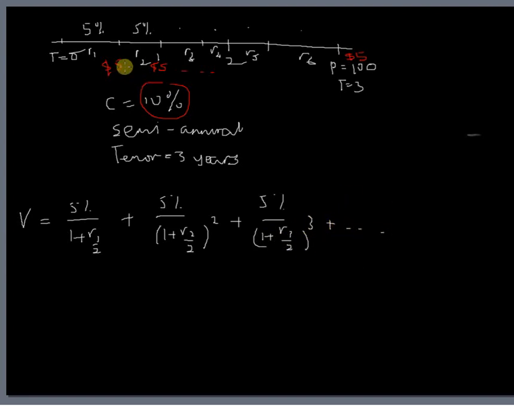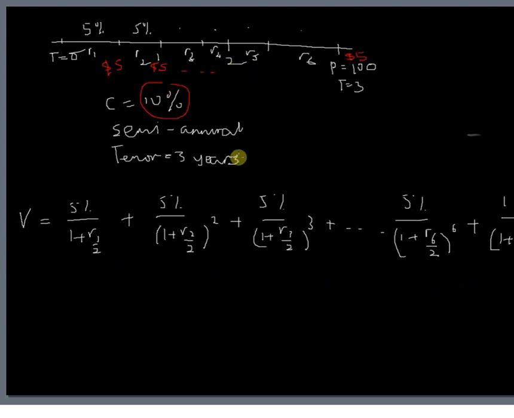There's 1, 2, 3, 4, 5, 6. So there's 6 of these. And the last one being 5 over 1 plus R6 over 2 to the power of 6. Plus finally the par value that we need to discount back. So it's $100 over 1 plus R6 divided by 2, to the power of 6. Alright, so this is the formula for this particular bond.